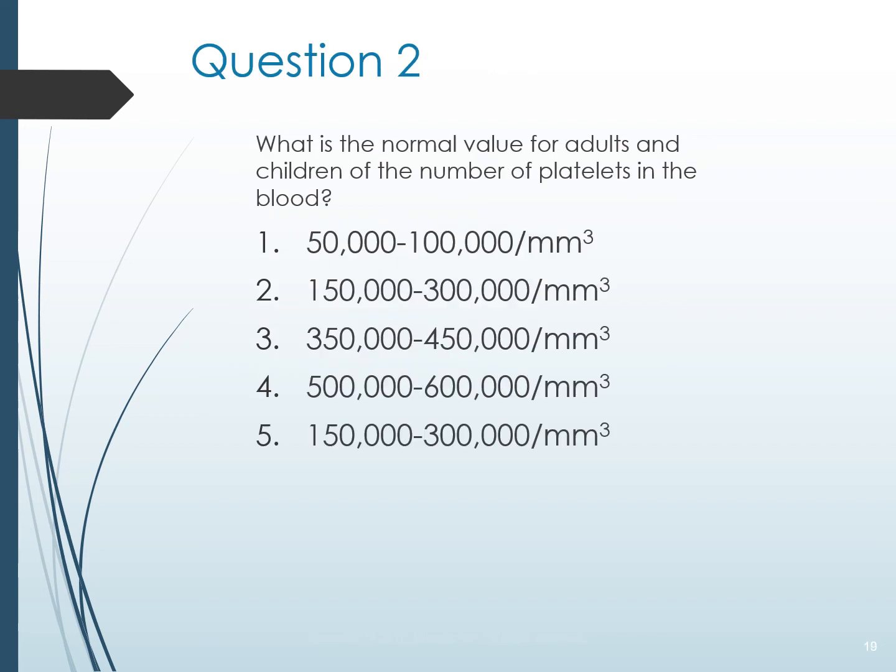What is the normal value for adults and children of the number of platelets in the blood? For adults and children, it is 150,000 to 400,000 per cubic millimeter. That should be number 2, even though it's not exactly written correctly.